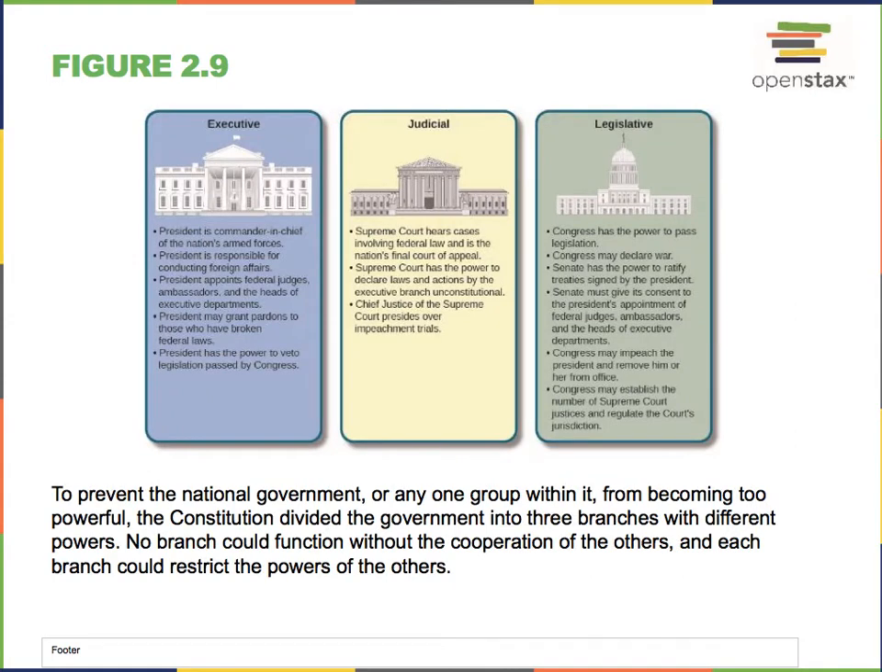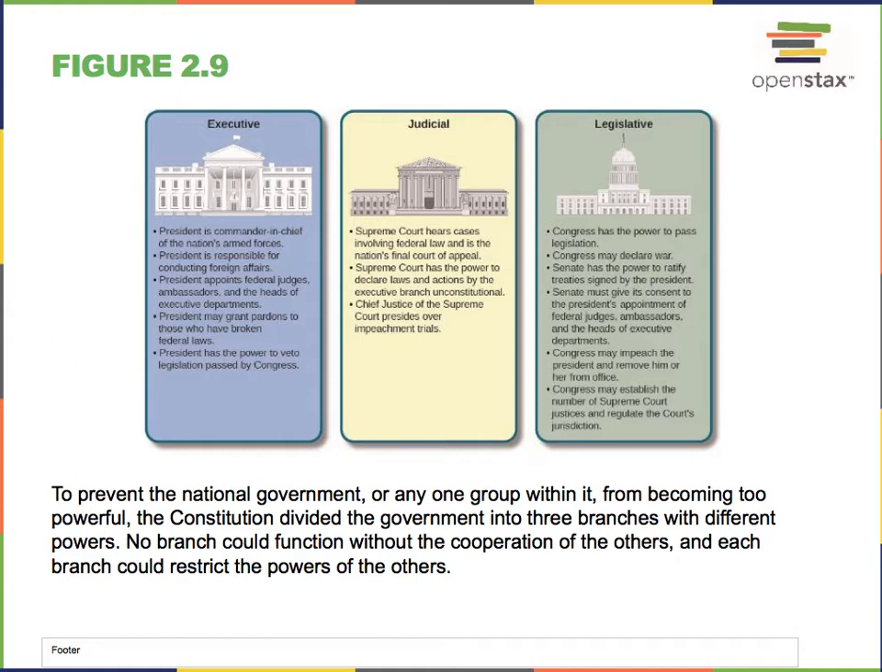What we ended up with were 3 branches of government. They are the executive, the judicial, and the legislative. So, to prevent the national government or any group within it from becoming too powerful, the Constitution wisely divided the government into 3 branches with different powers. No one branch could function without the cooperation of the others. And each one serves as a check on the other. So each branch could restrict the powers of the others.